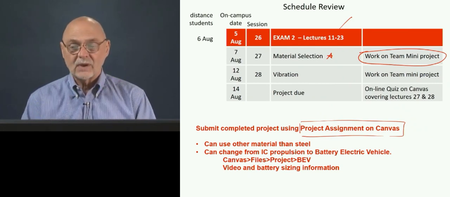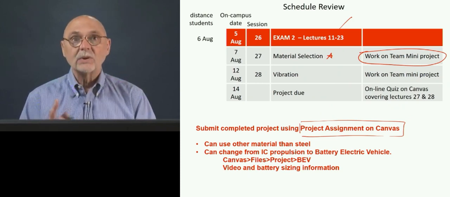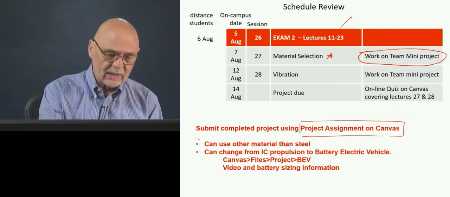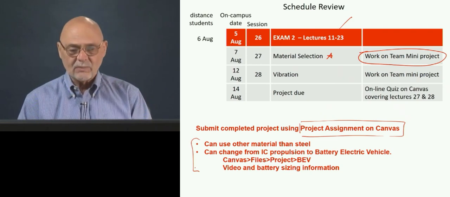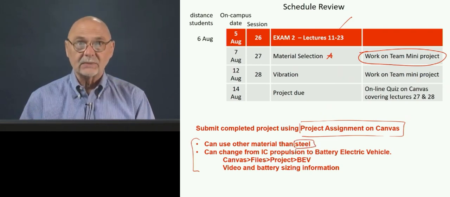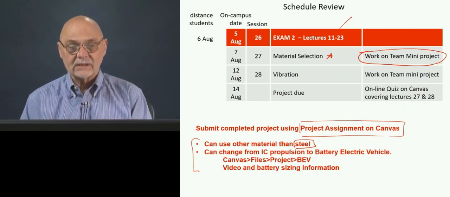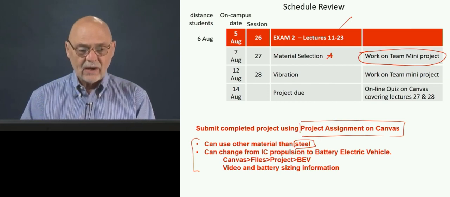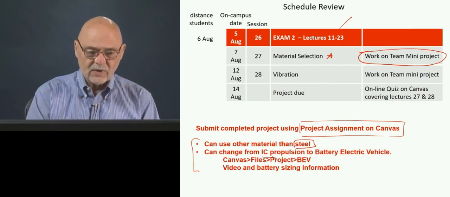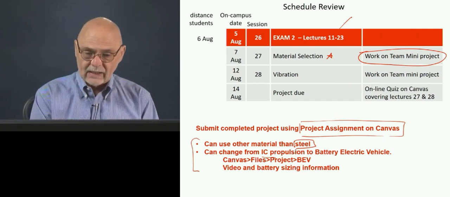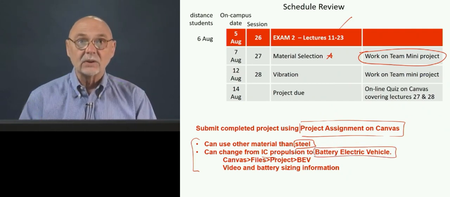This is a team project, so if you're on a team with several other people, only one of the team will need to submit that. And I just wanted to mention, as you're considering the project, you can use other materials than steel. We're going to be talking about ways to select material today, so you can apply some of the learnings of this session. You can also change from the internal combustion engine, which is in the package drawing, and create a battery electric vehicle.